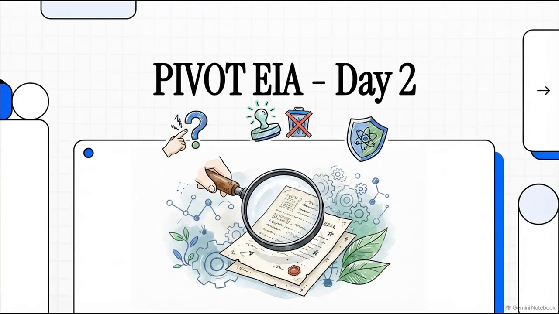Welcome back to day 2 of our PIVOT EIA Training Explainer. Today, we're going to completely transform the way you approach environmental impact assessments. We're talking about taking your EIA reports from instant regulatory rejections to absolutely bulletproof, defensible scientific documents. So if you've ever found yourself scratching your head wondering why perfectly good project data just gets tossed out by regulators, well, you're in exactly the right place.